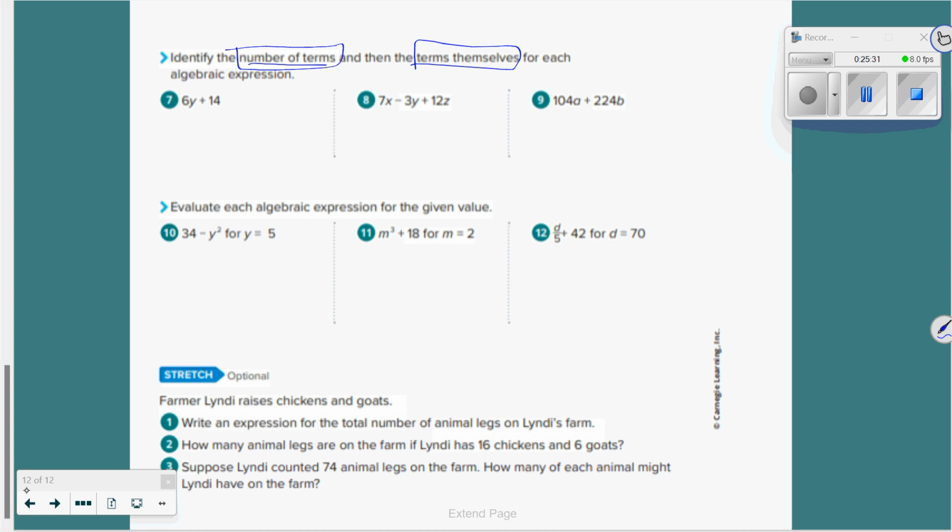And then the last one, evaluate. All you're going to do, you take this number, you put it in where the variable is. So that's all you're doing for all of those. Okay? Good luck, guys.